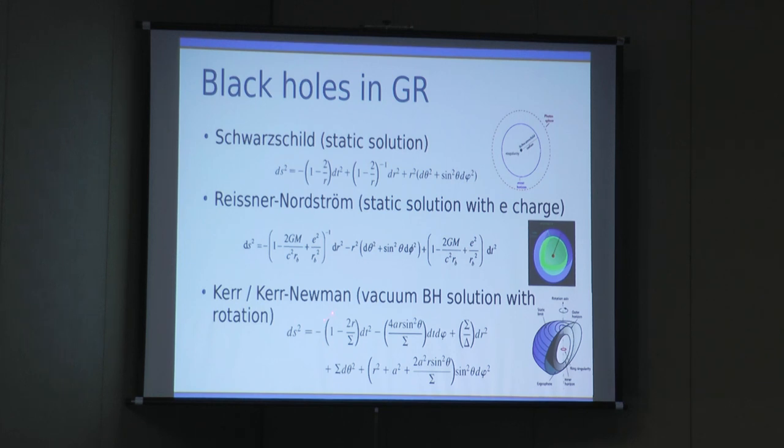And here is the solution of Kerr, the Kerr metric. This Kerr metric is commonly viewed as a singularity with two horizons, an inner horizon and an external horizon, and also a region named the ergosphere, or ergoregion.